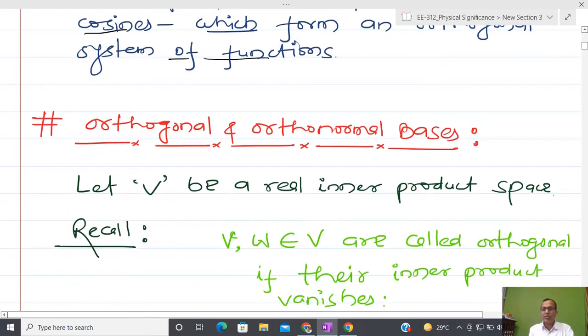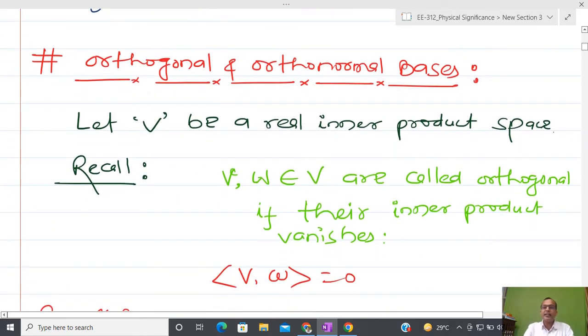Okay, so now let us directly come to the orthogonal or orthonormal basis. Orthogonal we have already defined: we have to just check the inner product of two vectors, and if it is equal to 0, then those two vectors are orthogonal to each other. And now we are trying to understand the meaning of orthonormal vectors or bases.